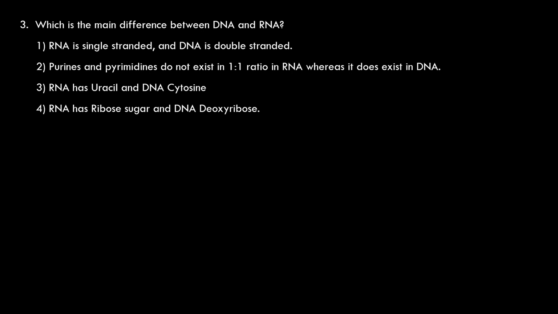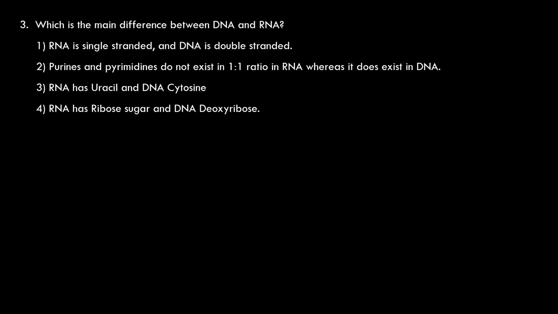RNA is single stranded and DNA is double stranded. No, RNA is usually single stranded and DNA is usually double stranded. Sometimes DNA is single stranded and RNA may be double stranded as in certain viruses. Purines and pyrimidines do not exist in 1:1 ratio in RNA, whereas it does exist in DNA. Only in double-stranded RNA and DNA, purines and pyrimidines exist in 1:1 ratio. If DNA is single-stranded, purines and pyrimidines do not exist in 1:1 ratio. So, second option must be the wrong one.